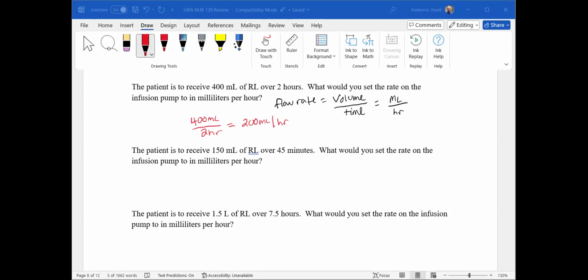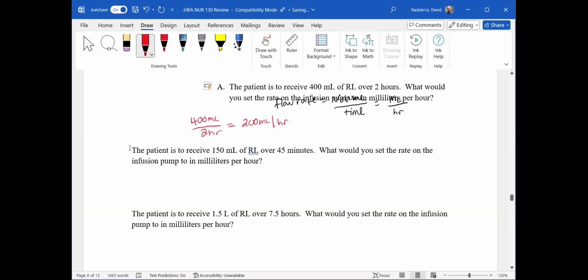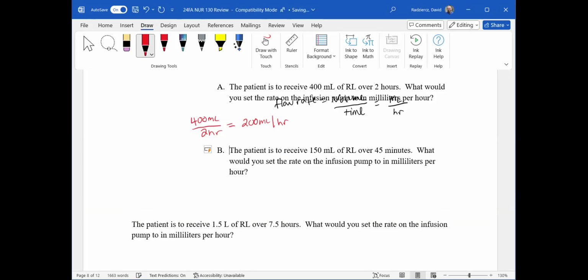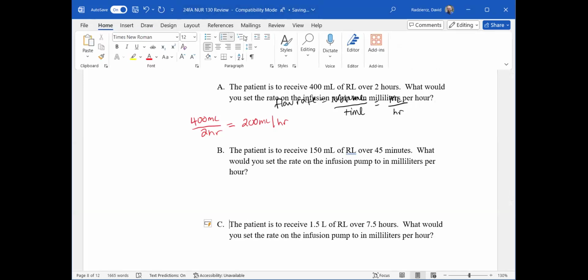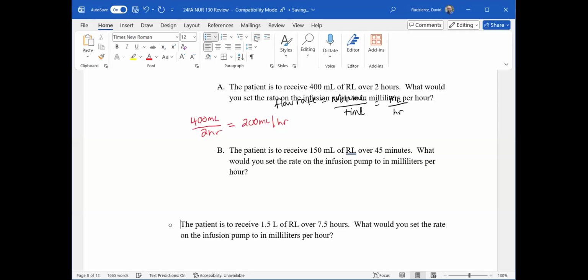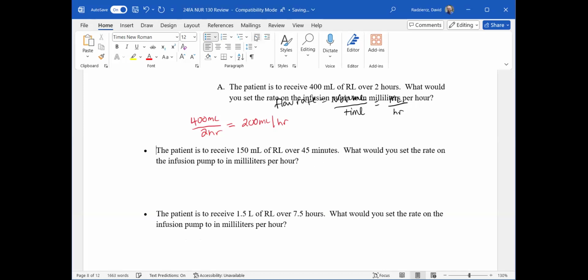What I'm going to ask you to do, those of you that are here, is go ahead and try to answer. We'll call these A, B, and C. See if you can answer B and C. We already answered A. I'm going to fix the letters here in just a second.